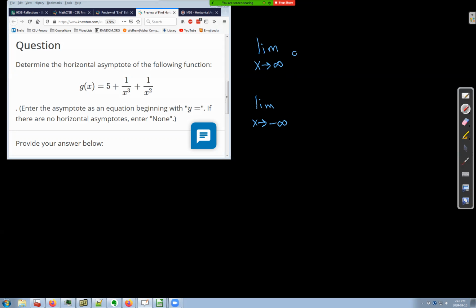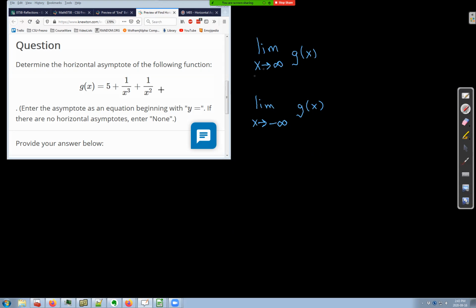So if you want to find the horizontal asymptotes of a function, these are the two limits you always have to look at. You look at the limit as x goes to positive infinity, and you look at the limit as x goes to negative infinity. And okay, now that we've got that settled, how do you actually figure out what those limits are?